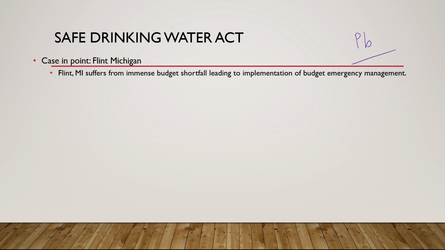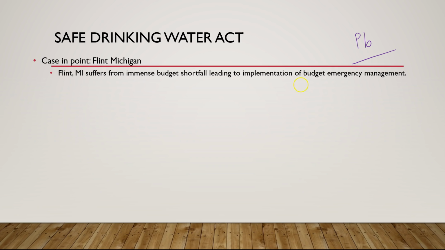Okay? So kind of historically, what happened here was Flint, Michigan was suffering from some immense budget shortfalls, okay, which led to some implementation of a budget emergency management. So they were looking for every possible way they could find to start cutting costs, right? So Flint, Michigan, by the way, is a very, very depressed community outside of Detroit, Michigan. A high percentage of the population is below the poverty line. All right, so they're not raking in very much revenue in the way of property taxes and so on. All right, so big budget shortfall.